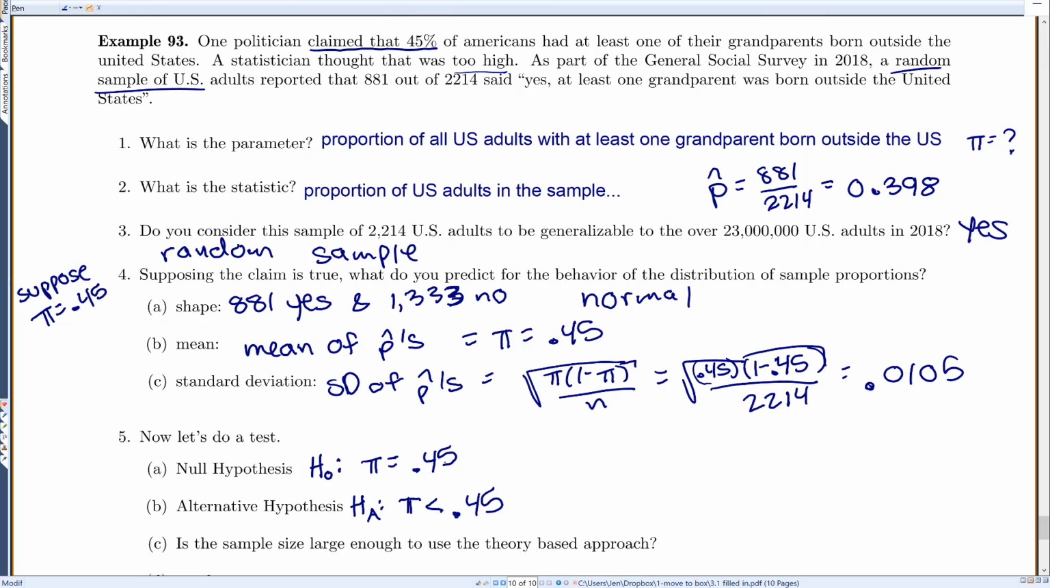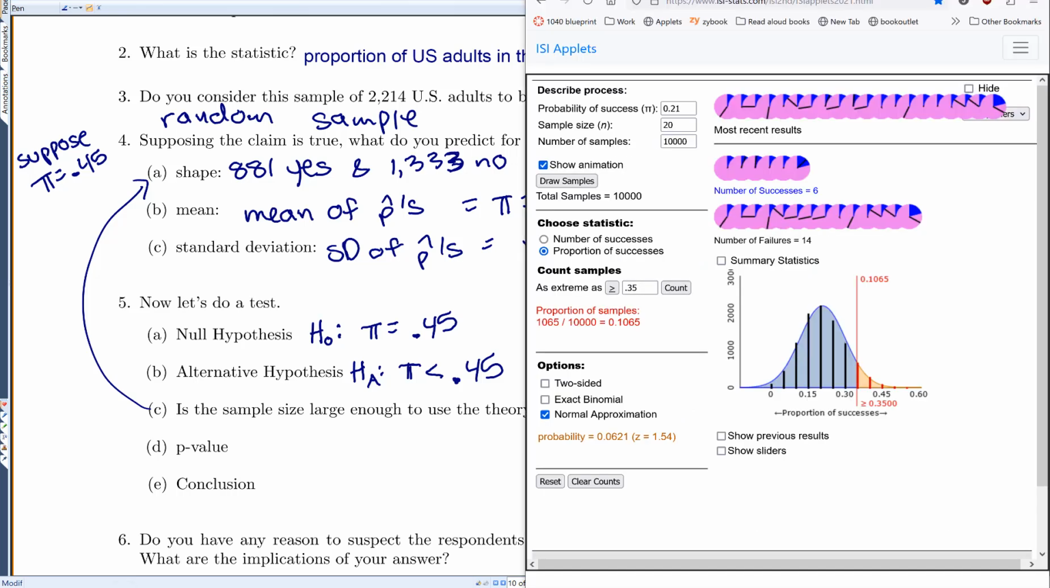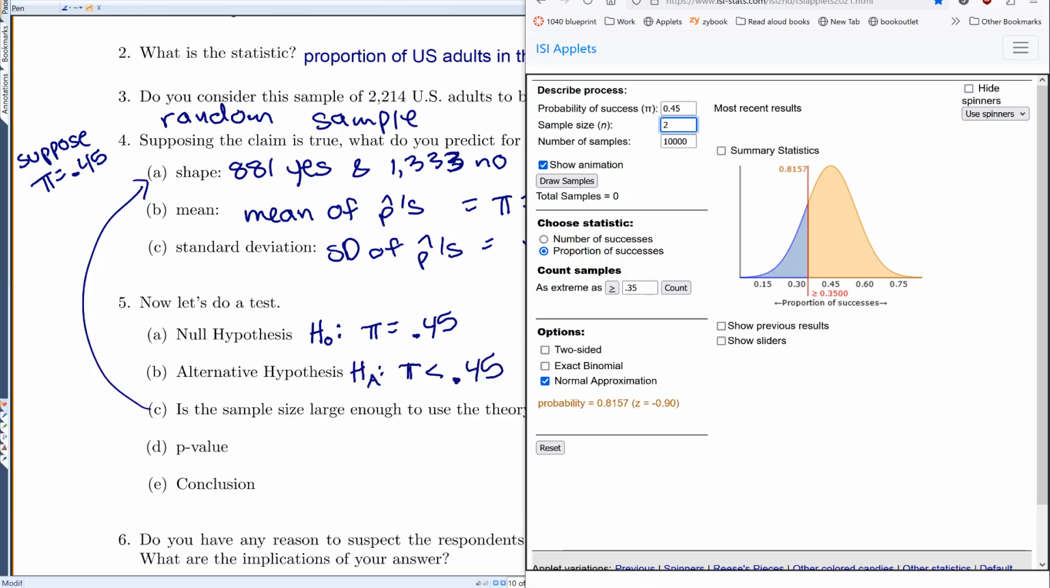Is the sample size large enough to use the theory-based approach? Well, coming back up here, we checked both my successes and failures are at least 10, so yes. And now, for a p-value, we need to go find the applet. So my probability of success, we're assuming the null hypothesis is true. So we're assuming that it's 0.45. We don't know that, we're just assuming. Let's see, 2214 is my sample size. Let's draw 10,000 samples.